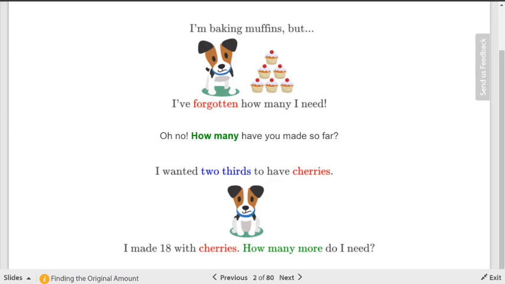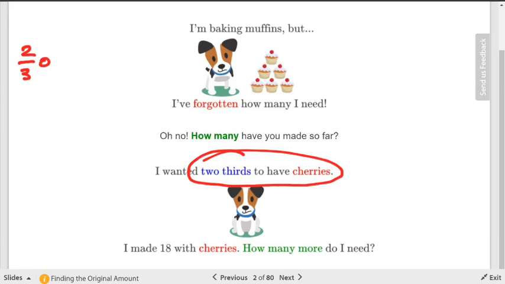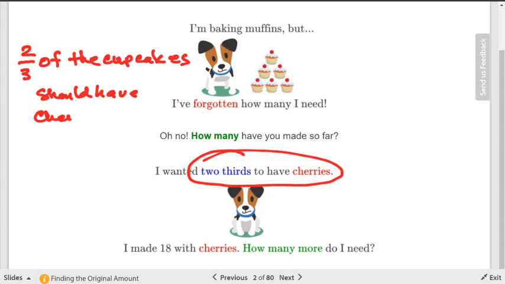So let's see what's going on. Let's look at the information we have. He wanted how many of them to have cherries? 2/3. So 2/3 of the cupcakes should have cherries. Should we write it down? Yes, anything that I write down, you should write down. Whoops, I can't spell cherries. All right, should have cherries. So that's the fraction of the cupcakes that should have cherries.